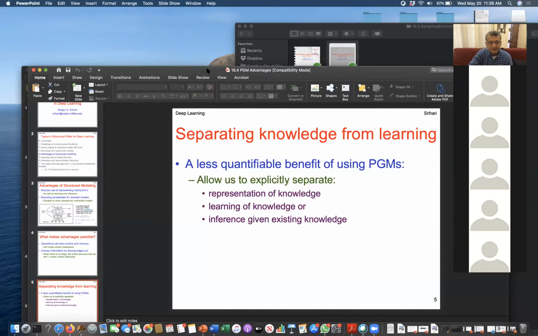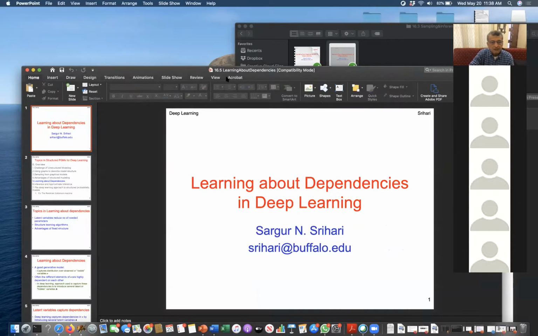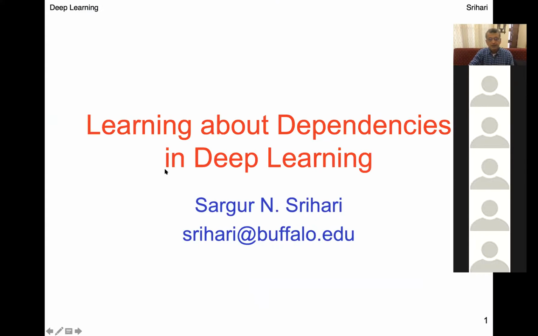So this says simply that the advantages are in terms of efficiency of representation, and also in terms of efficiency of sampling. Okay. Now, learning about dependencies is the next subtopic. They're kind of small subtopics. Okay, so this is the topic of learning about dependencies.